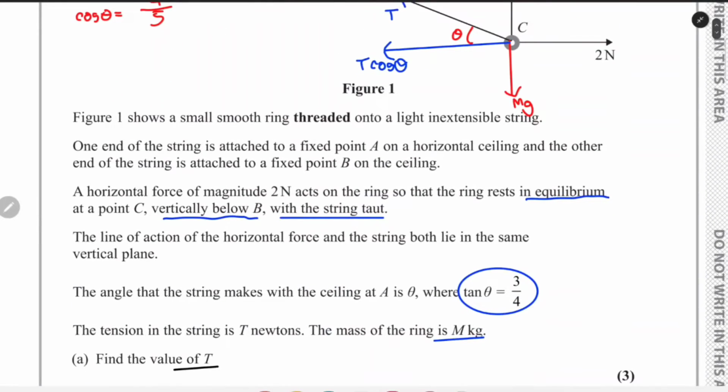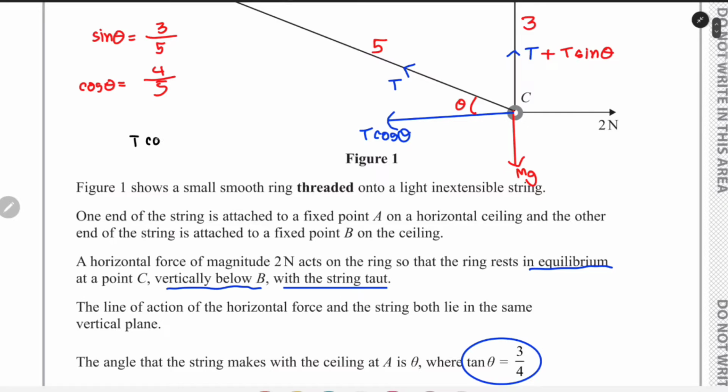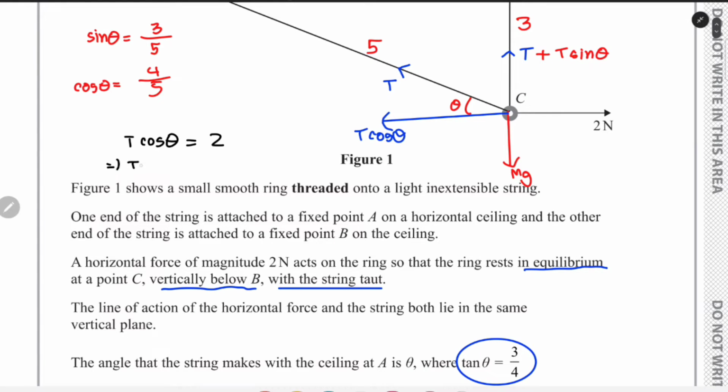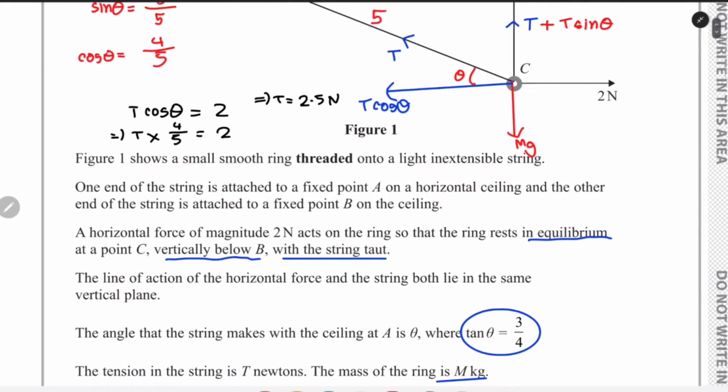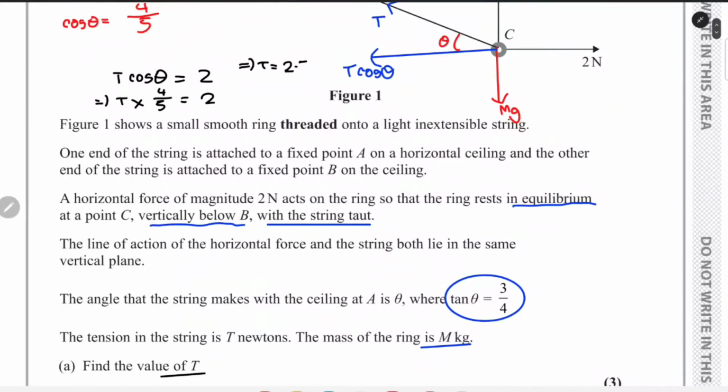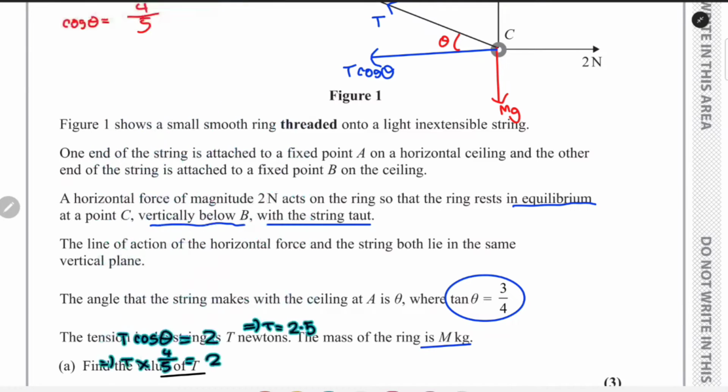Now if we resolve it horizontally, we'll get T cos theta equals 2. So T into 4/5 equals 2. So T is 2.5 newtons. So this is the answer to part A.